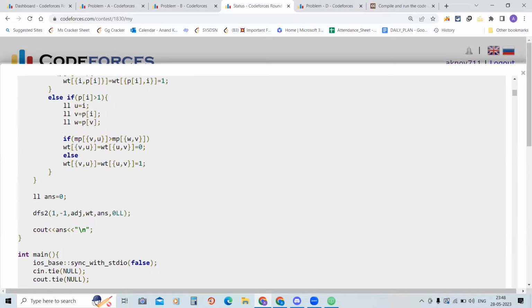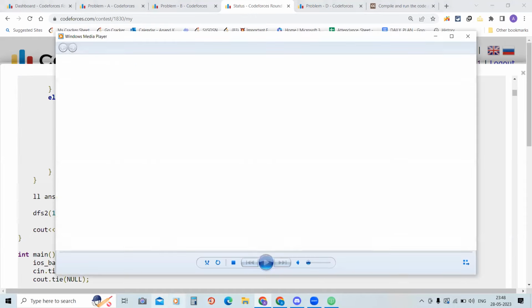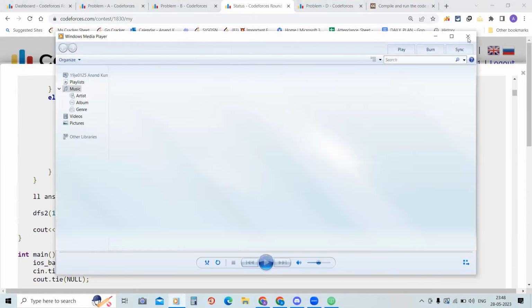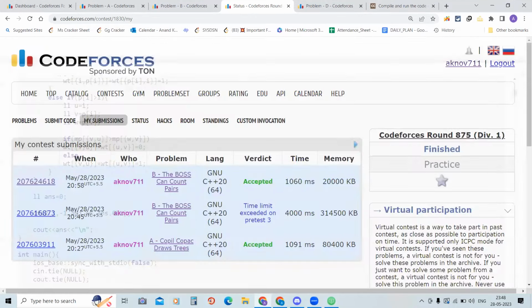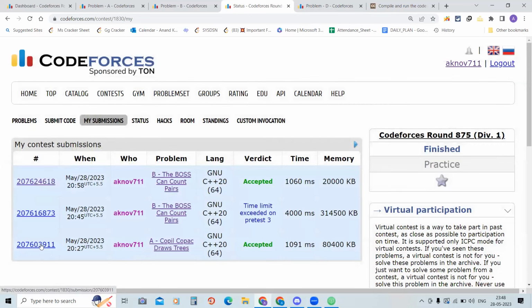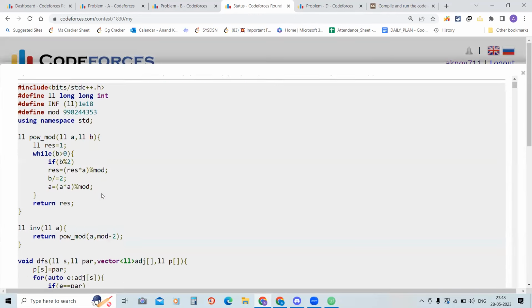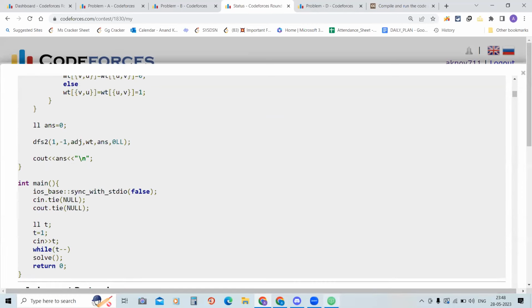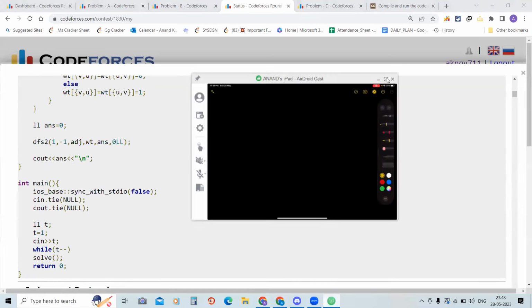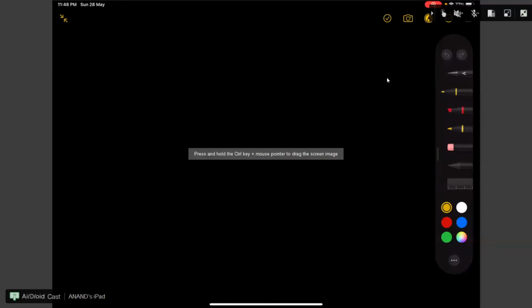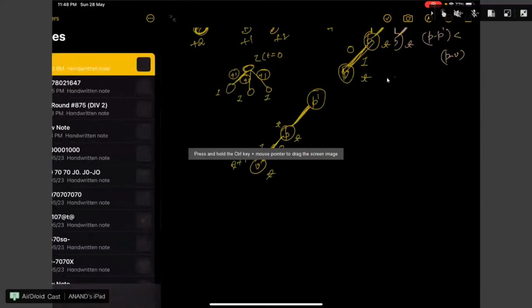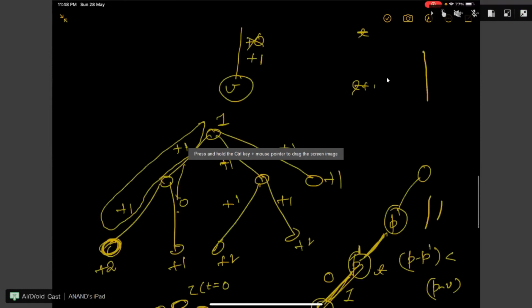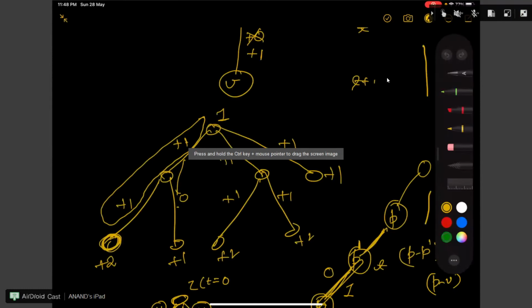DFS2, why? Okay, so see why we are running DFS2. If you see this, you will find that we have to basically find the time at which each of the nodes will be drawn.